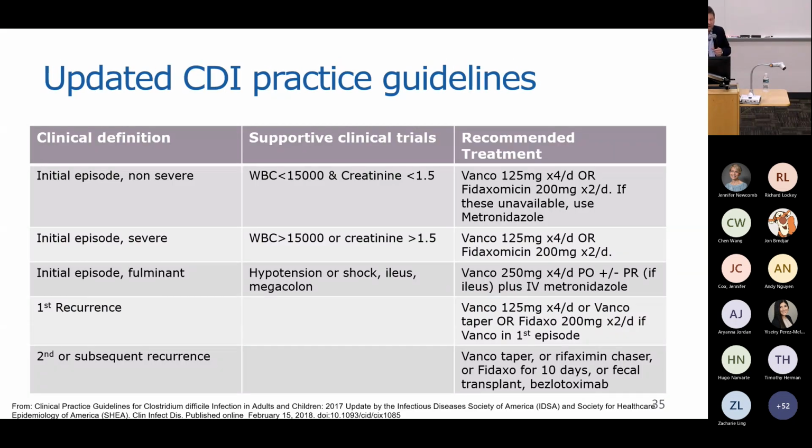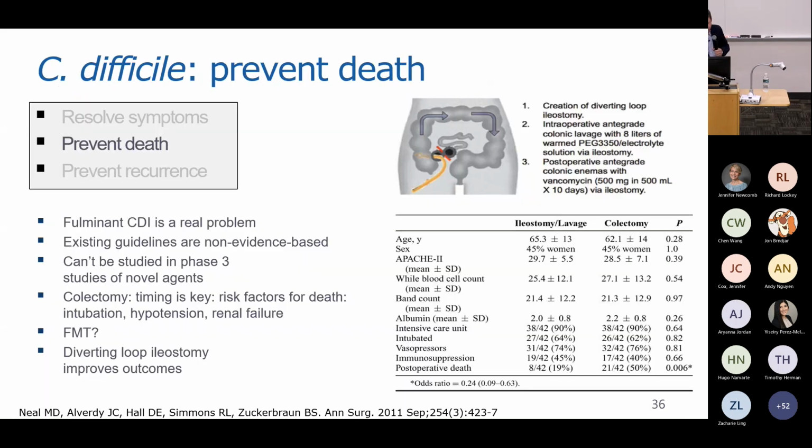And so the current guidelines, without getting into details, are not recommending metronidazole, but Vanco and fidaxomicin as first line for both non-severe and severe episodes, and for fulminant, we haven't really made any progress at all.